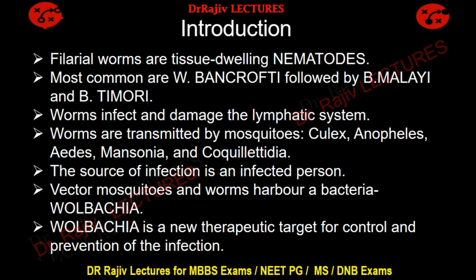Lymphatic filariasis is caused by Wuchereria bancrofti, Brugia malayi and Brugia timori. These worms infect the lymphatic system and disrupt fluid balance and immune function. These parasites are transmitted by a specific species of mosquito. Culex, Anopheles and Aedes are vectors for Wuchereria. Mansonia, Anopheles and Coquillettidia serve as the vectors of Brugia species.